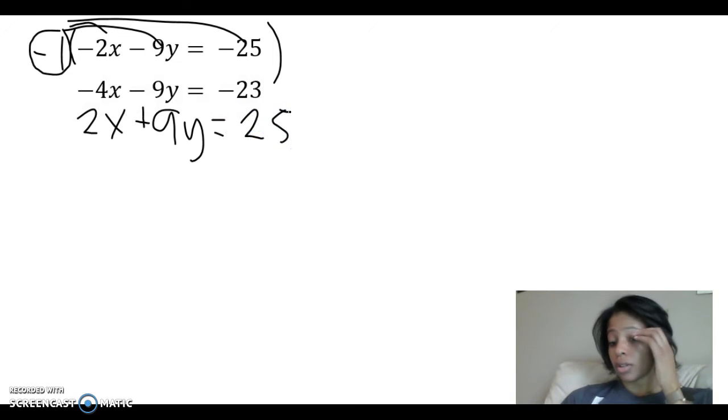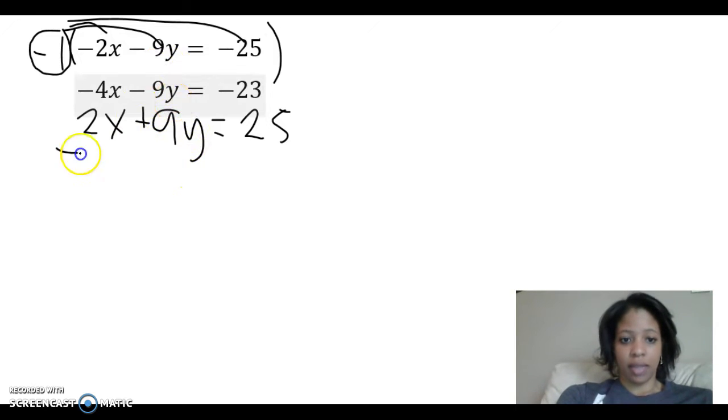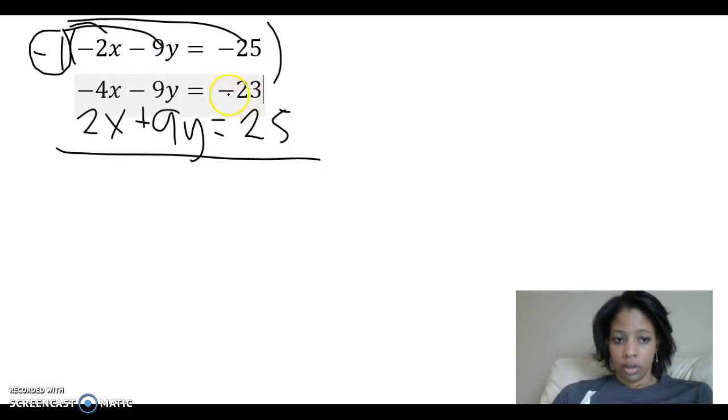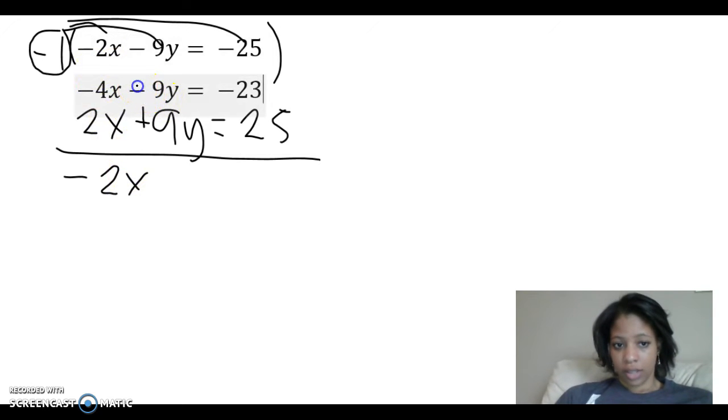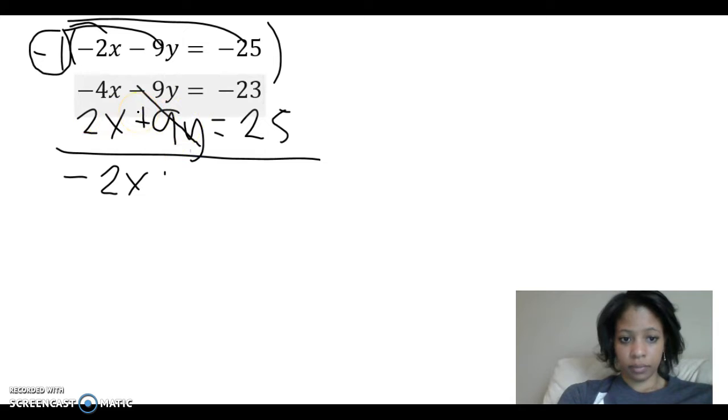Okay? So now I'm able to solve, right? So now I have same variables, same coefficient, different signs. So I know my y's are going to get eliminated once I add them together. Okay? So -4 plus 2 is going to be -2x. Then we said our y's are going to cancel out. They get eliminated. Bring down your equal sign. Equals -23 plus 25 is going to equal positive 2.